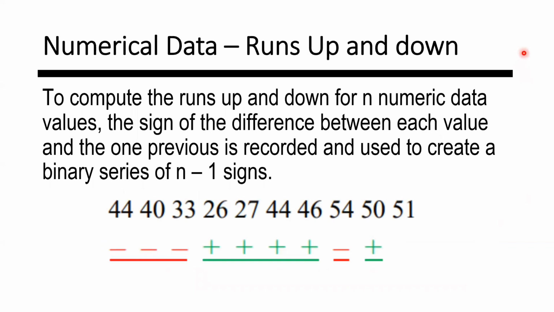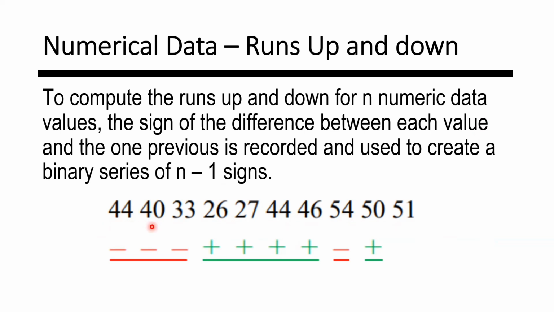Next is on runs up and down. To compute the runs up and down for n numeric data values, the sign of the difference between each value and the one previous is recorded and used to create a binary series of n-1 signs. So in this example, we count the data 1, 2, 3, 4, 5, 6, 7, 8, 9, 10. And since we have n equal to 10, so there are 10 numbers here, we are going to have 9 signs from these values.